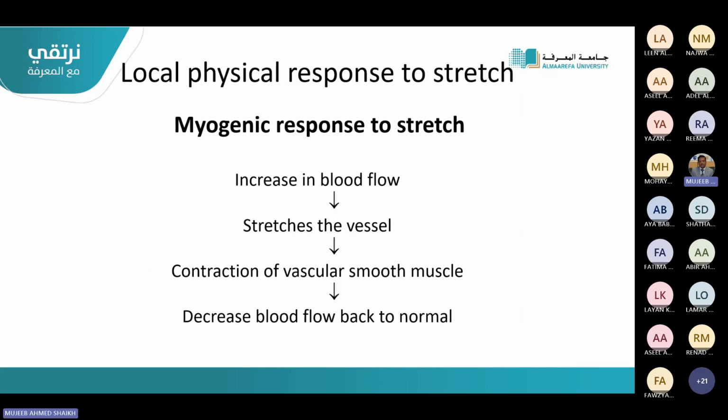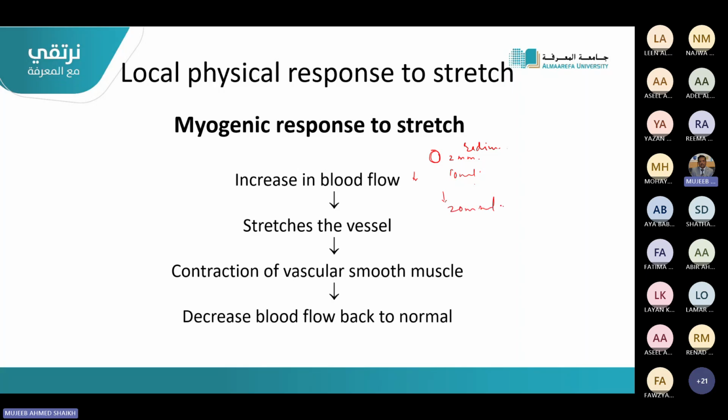Myogenic response. Myogenic response means the size, let's say initially the radius is 2 millimeter, okay? The radius is 2 millimeter. A certain amount of blood is flowing. Then the blood flow increased. Let's say initially 10 ml of blood is flowing. Now suddenly it increased to 20 ml.